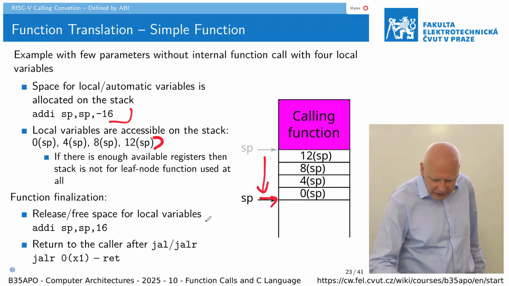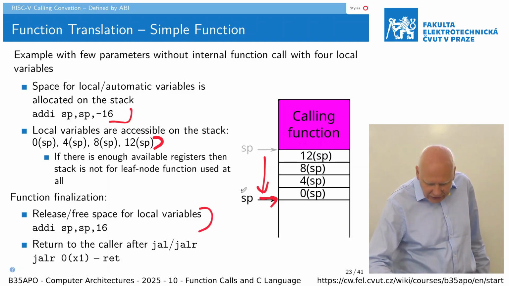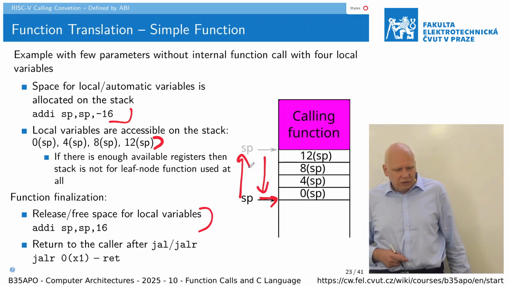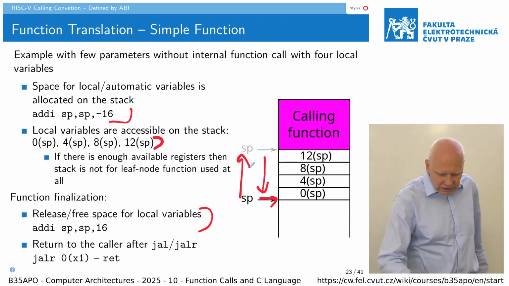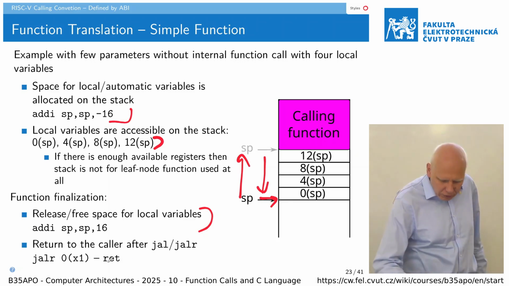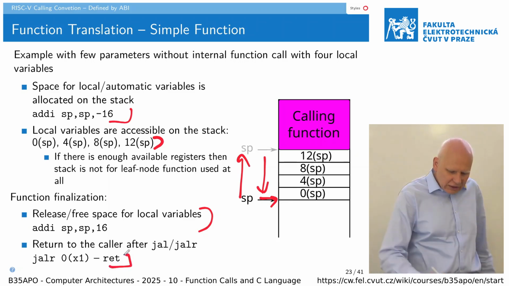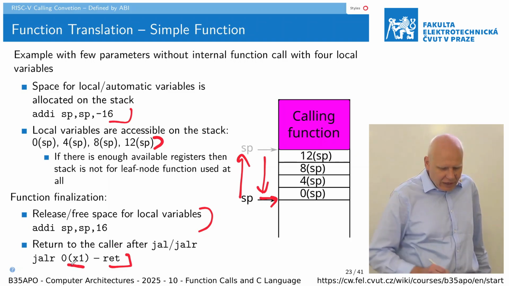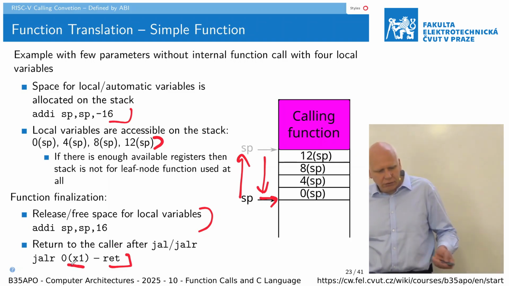And at the end of our function, we need again to restore the previous state. So we add the 16 to the stack pointer, and to return from the function, it is enough to do a jump and link to the X1 register, which holds the return address.